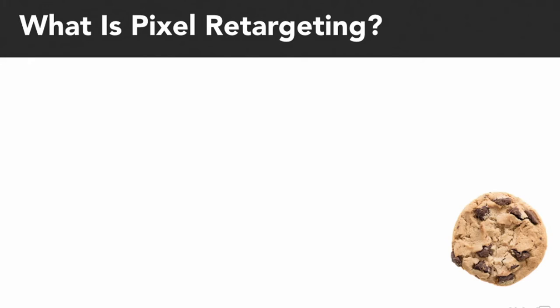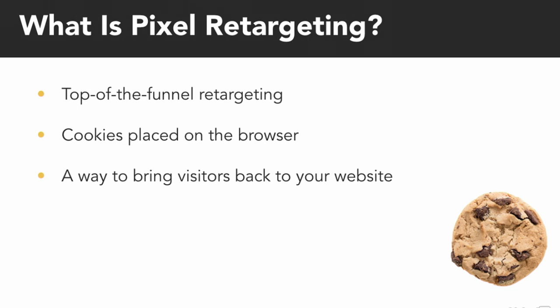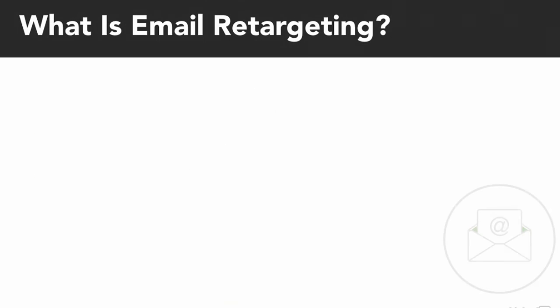So what exactly is pixel retargeting? Well, it is top of the funnel retargeting. It's cookies placed on the browser of your website visitors, and it's a way to bring visitors back to your website. So when someone comes across your website or a specific page on your site, you can place a cookie in their web browser and you can use these cookies that you gather to remarket to those particular people.